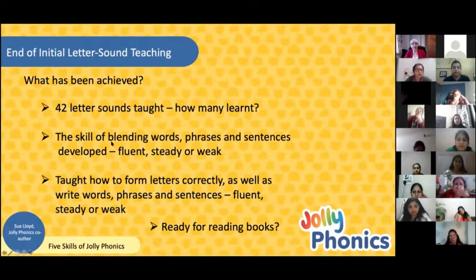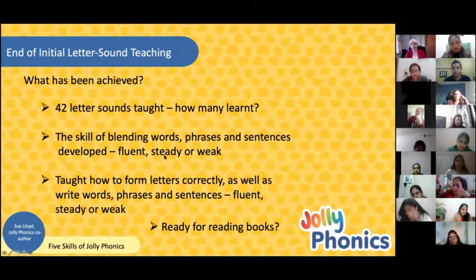How good is the skill of blending words, phrases, and sentences? Are they fluent, steady, or weak? And you will have that range. Every class has it.